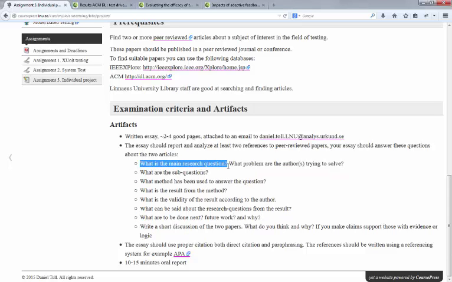What are the main research questions? What problem are the authors trying to solve, right? So I just want you to read the paper. Okay, try to understand what kind of problem they want to solve. Do they have any sub-questions? Okay, maybe you can say those also. And then you tell us about, okay, what kind of method did they use to answer this question? And then you tell us a little bit on their results.